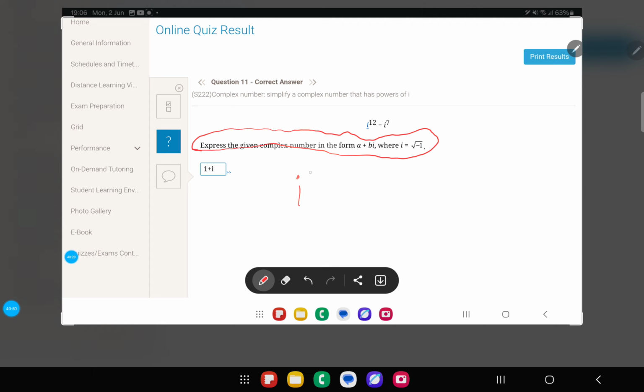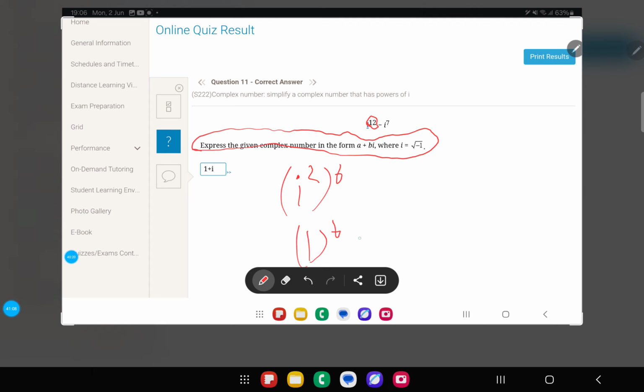i squared. See, what we did here is separated the 12. We then made it 6 times 2, right? We separated them so we can have i squared. i squared is just negative 1.